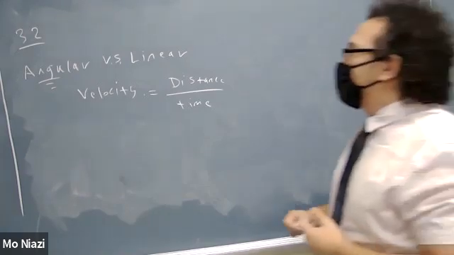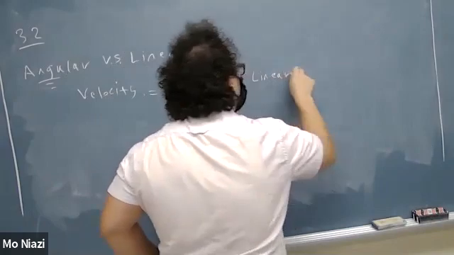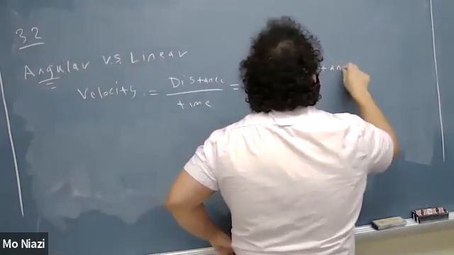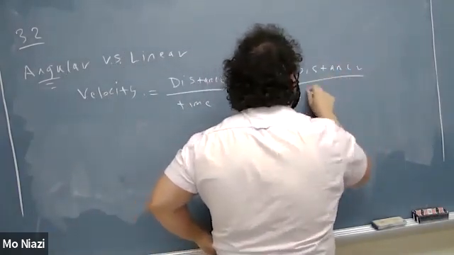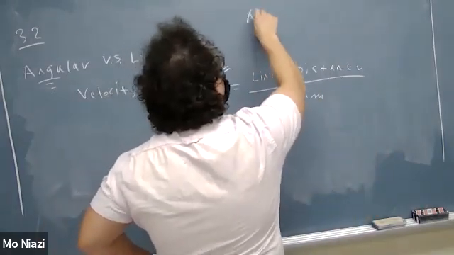So velocity is distance over time. So linear velocity is linear distance over time. Whereas angular velocity is angular distance over time.